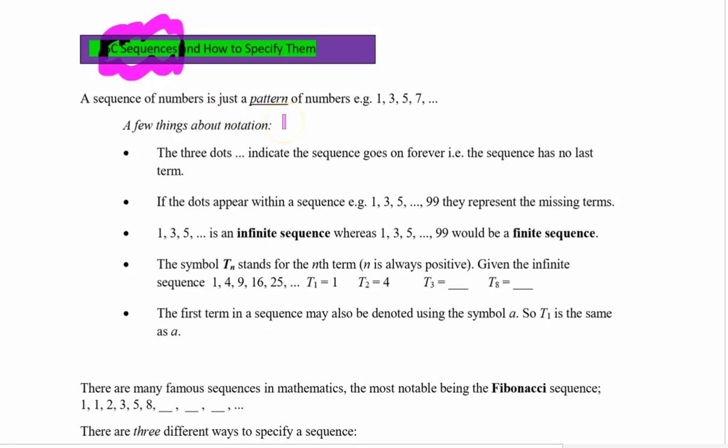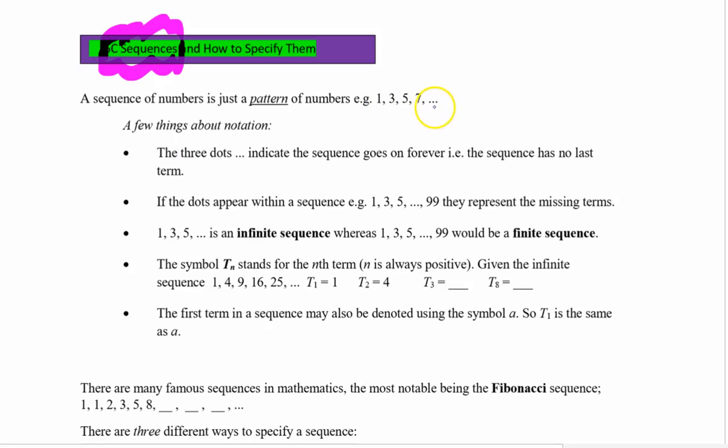Now, you've looked at patterns for a long, long time, and you've heard me talk a lot about maths being predominantly identifying patterns. If we had this pattern 1, 3, 5, 7, I'm sure you recognise it, and you could give me subsequent terms in that sequence. Just a few things about notation.